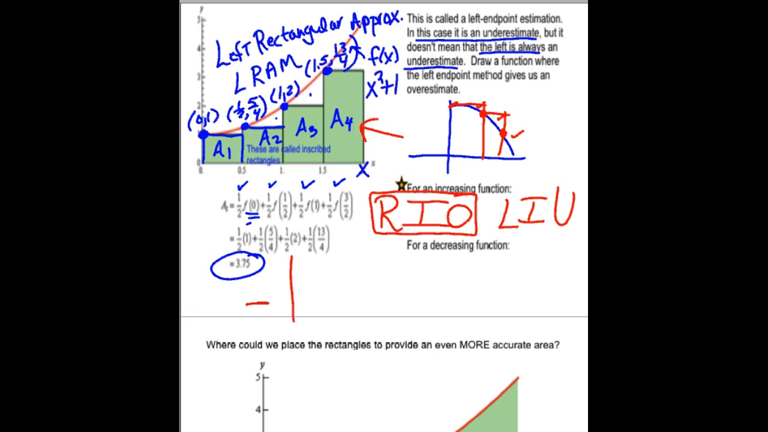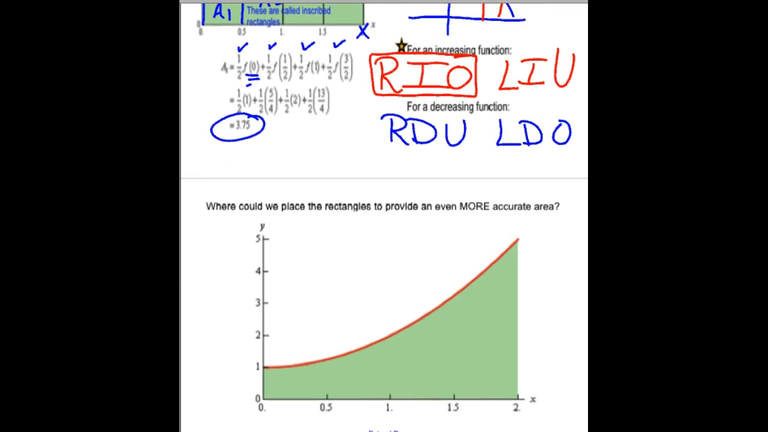And if you're like, okay, my function is going like this, and I need to know if my right endpoint gave me an over or an underestimate. Go over and hit on the right, go over, hit on the right, up and over, hit on the right, up and over, hit on the right. And you'll see that your right on a decreasing function is an underestimate, because again, I'm missing pieces of the curve, of the area, I mean. And then consequently a left on a decreasing is an overestimate, just like up here. So if you can remember RIO, the other 4 fall out naturally.